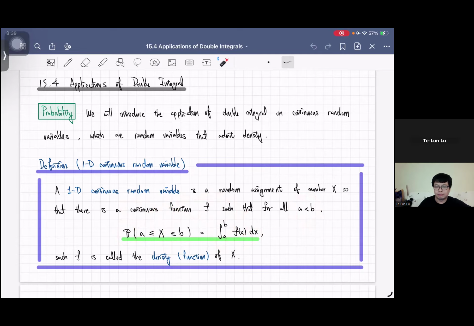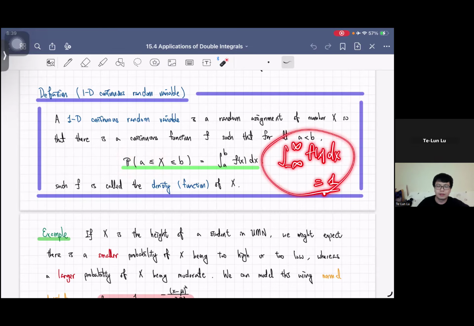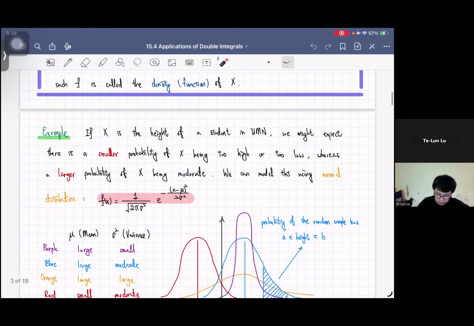So there are several properties that this f must have. For example, f must be nonnegative because you always have nonnegative probability, right? Also, the integration of f on the whole real line should be 1 because the probability of x belonging to the real line is 1, right? So what I'm saying is that this integral must be 1, okay? Right, let's see some examples.